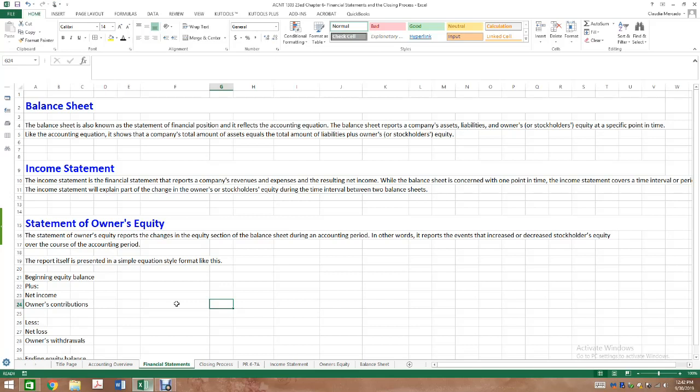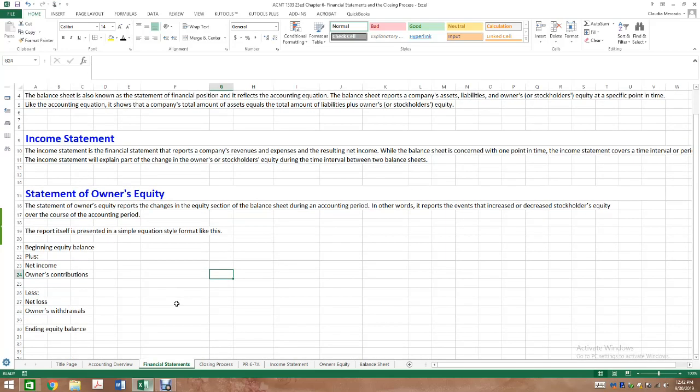Now remember, if it's a brand new business, your beginning equity balance will be 0. If it's a business that has been in operations for a couple of months or years, you will have a beginning equity balance from the prior period. But just remember, if the problem states that you are opening a brand new business this month, then your beginning equity balance will be 0. After that, you're going to add your net income and any owner's contributions, if any, and you're going to deduct your net loss or your owner's withdrawals to obtain the ending equity balance.